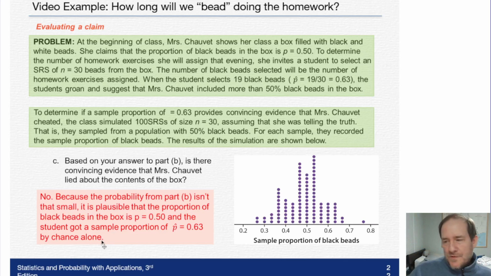We said that before, and that's a key word you should probably include in your answer, that getting a sample proportion of 0.63, even though the population proportion was way down at 50%, that's not that weird, and that is attributable to simple sampling variability. It does not provide evidence that Mrs. Chauvet lied about the population proportion.